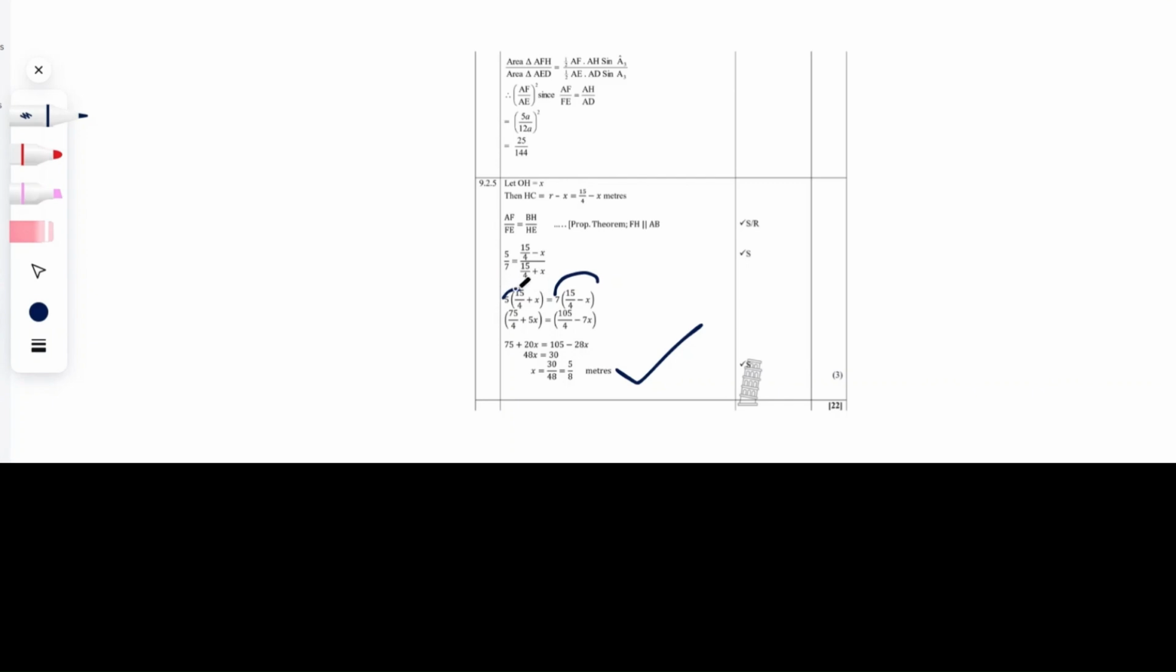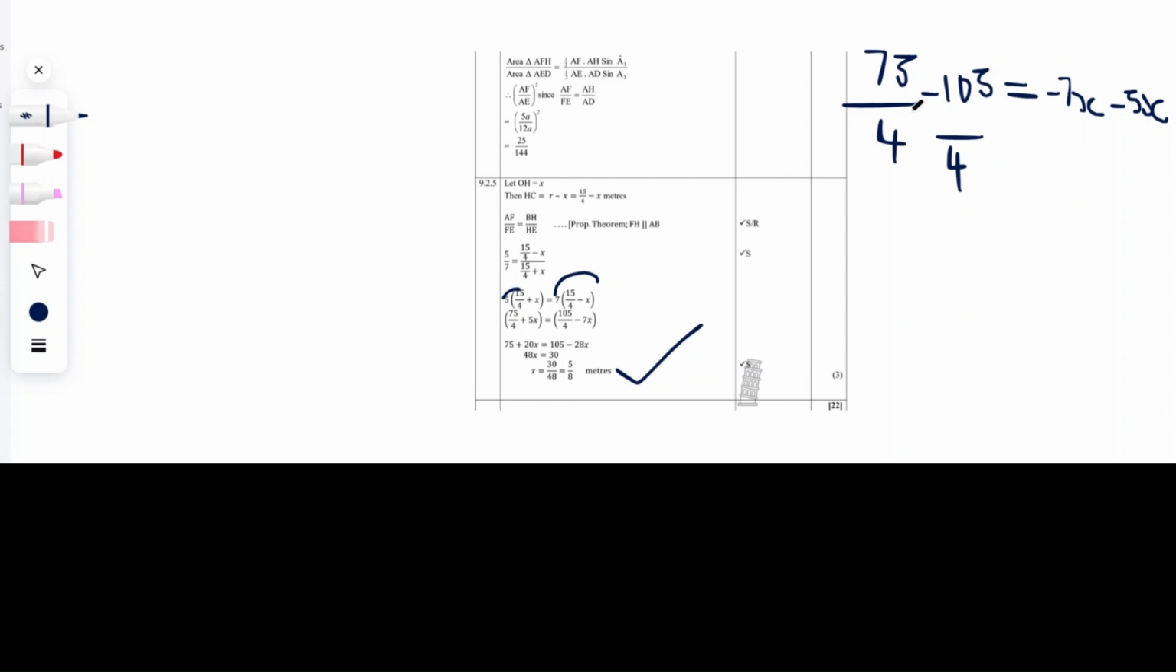5 multiplied by 15 over 4 is 75 over 4. 5 multiplied by x is 5x. 7 multiplied by 15 over 4 is 105 over 4. 7 multiplied by negative x is negative 7x. So what you want to do next is take the 105 over 4 onto your left-hand side, okay? Once you take it over onto your left-hand side, it's going to become negative. Then you're going to take your 5x over onto the other side, onto the right-hand side. It's also going to become negative.